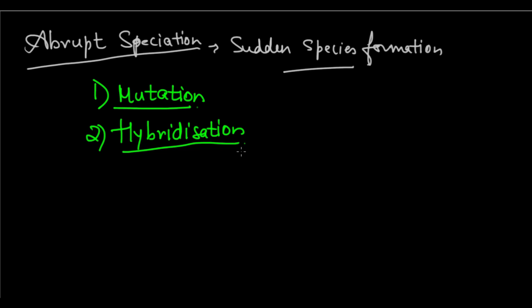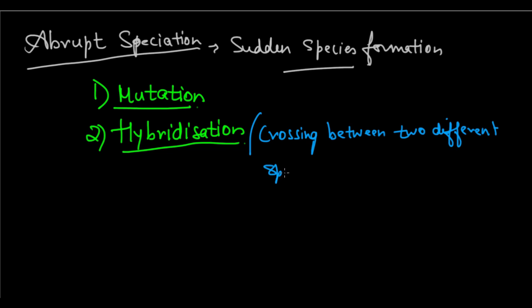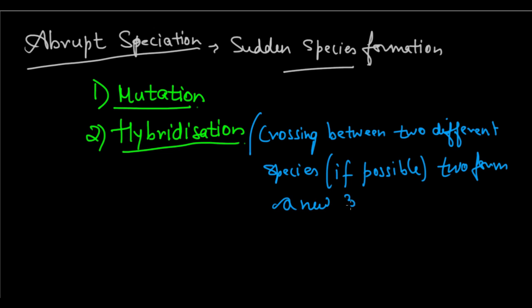Now, hybridization is basically a biological process. Now, there is a chemical hybridization as well, but that's different. Here, hybridization is a biological process which is crossing between two different species. Now, this has to be possible. It is not always possible. In most cases, it is not possible. But if it is possible, we are performing it. So, crossing between two different species, if possible, to form a new third species. Okay, so this is your hybridization.